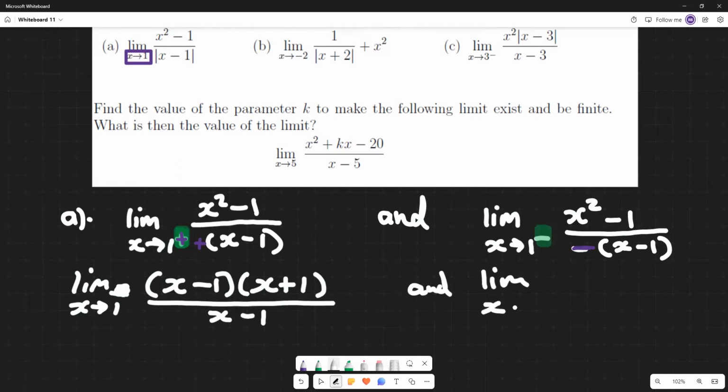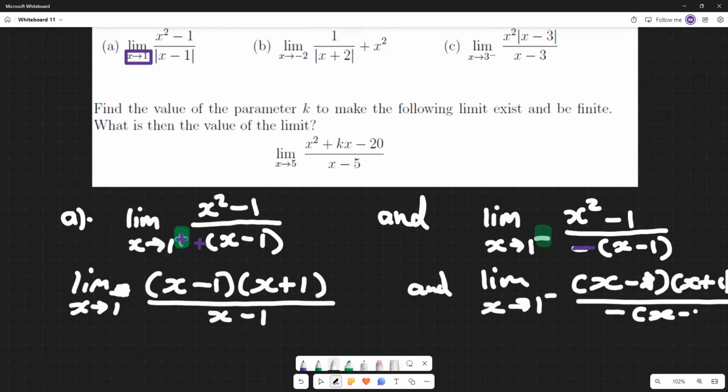The limit as x approaches 1 from the left can be turned into that, and then x plus 1. Then here you have negative x minus 1. Ladies and gents, you can see that this guy will cancel with that guy, and this guy will cancel with that guy. Now we can do our substitution. I'm going to take this x value as it approaches 1 and replace it with 1. So the answer is 2 on this side. So the right-hand limit is positive 2.